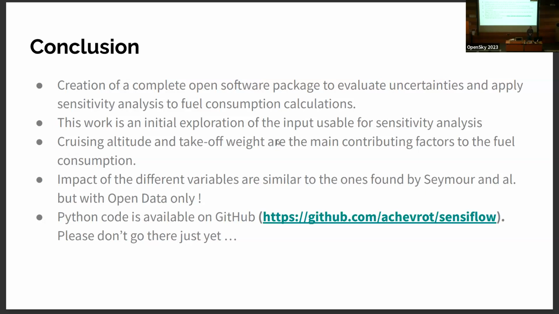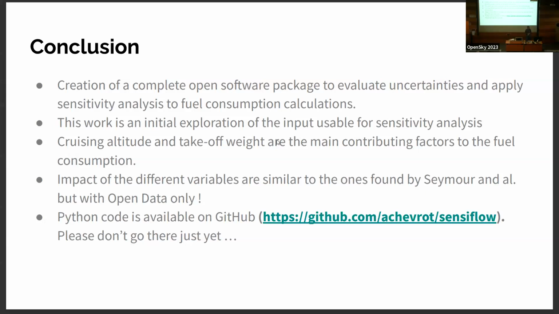The cruising altitude and the takeoff weights are the main contributing factors to the fuel consumption in this study. This would have to be confirmed, but from all the ones that we have seen, this would be the case. It confirmed the results found by Seymour et al. with their FEAT approach, but we only used open data. For example, they used the OAG dataset to cover the whole world.